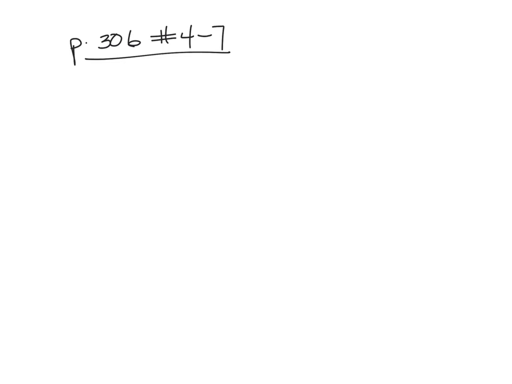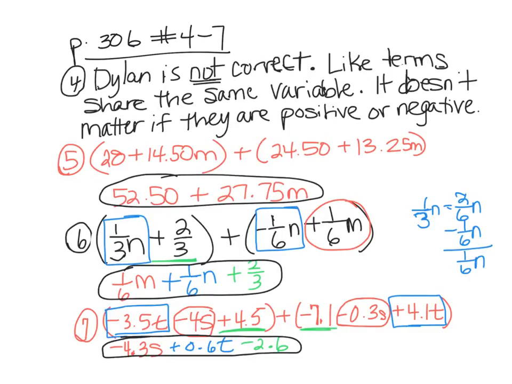All right, so now as we check in with the work in your book, we're going to try numbers 4 through 7 on page 306. I'm going to let you pause the video while you do that. Remember that when you're adding expressions, you're just doing what we've been doing all along with simplifying, and that is just putting the expressions together. All right, come back and check your answers when you're ready on 4 through 7.